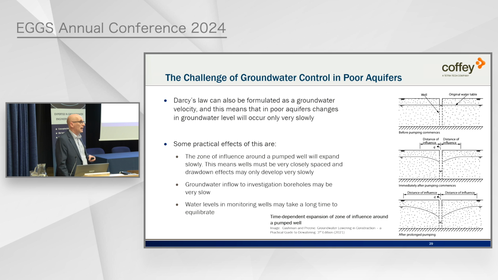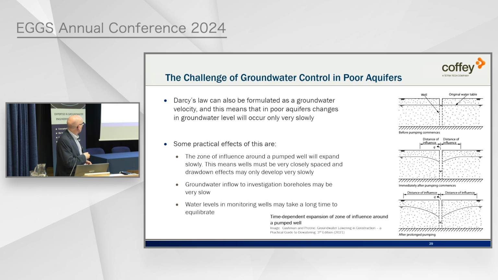But you can also express Darcy's law in terms of a velocity. And so at lower permeabilities, things happen much more slowly. The practical effect of this is that the zone of influence around a pumped well expands much more slowly. Because if you look at the situation there, when you start pumping, there's no zone of influence. And then as time goes on, the zone of influence gets bigger and bigger by expanding outwards. In low permeability soils, that expands more and more slowly.